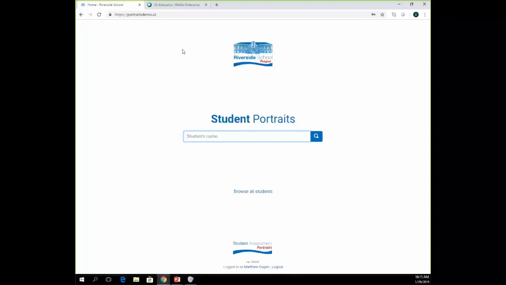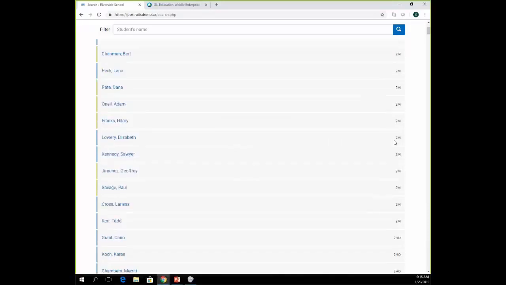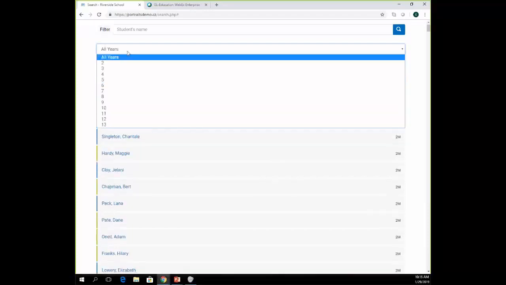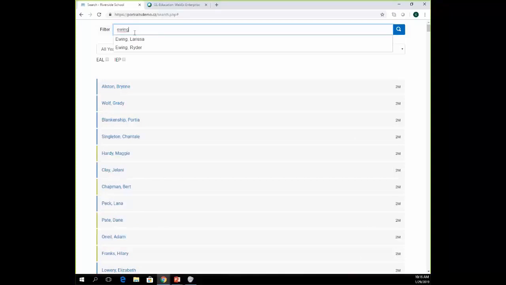So this is the interface that our teachers see, and it's a simple search box. We can browse by all students if we would like to. The students are sorted by year group, as you can see down the right-hand side. The left-hand side, blue for boy, green for girl, so that we know if we're looking at a male or female student. We can filter our searches based on year groups or by EAL or SEN. You can type in first or last name and get the individual students.